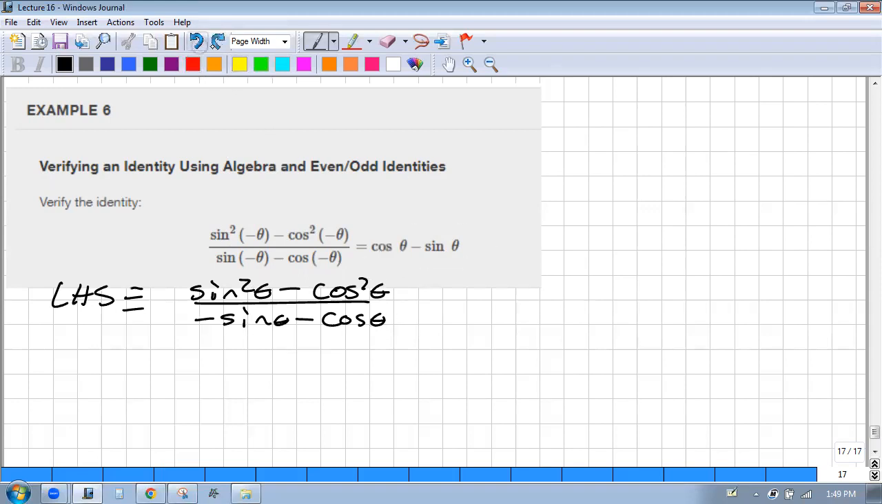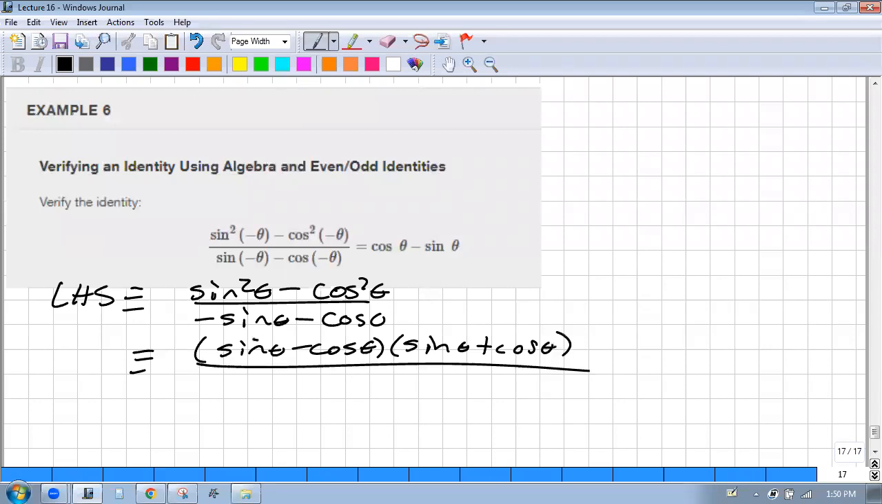Trig of theta, fine. This is a fraction, that isn't. So how am I going to make this not a fraction? I have to factor this and hopefully I can cancel that out. That's the goal. That's the only thing I could do. This is the difference of two squares, sine squared minus cosine squared, so it's sine minus cosine times sine plus cosine. The minus cosine and the positive cosine cancel.